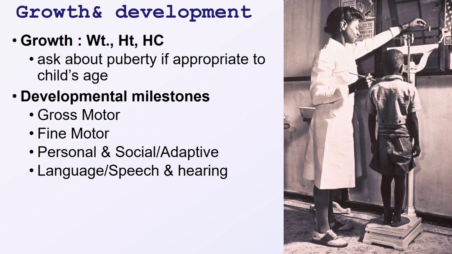After that, you take growth and development history. Growth, you are going to measure the height, weight, head circumference and then find out. And then you can ask about puberty if appropriate to the child's age. Developmental milestones you need to check. You need to check for all the domains like gross motor, fine motor, personal and social, adaptive, language and speech, and hearing. This development in detail I have mentioned in my previous lectures about the developmental milestones.